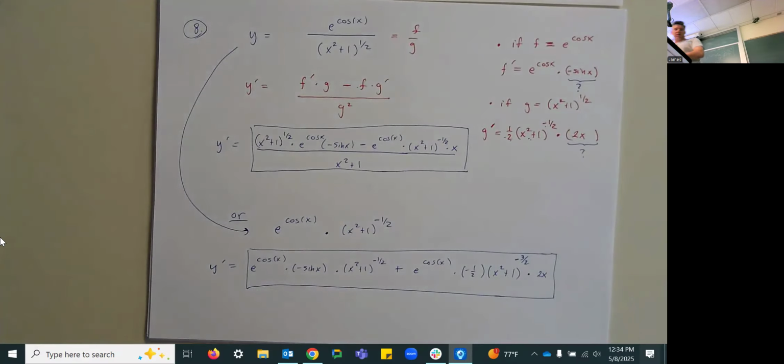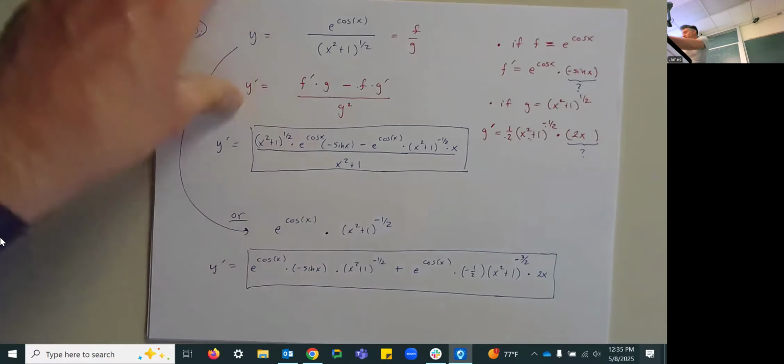All right, let's do a few more. So one of the hard parts about putting all the things together is knowing which rule gets applied first. Yeah, like in this next example.